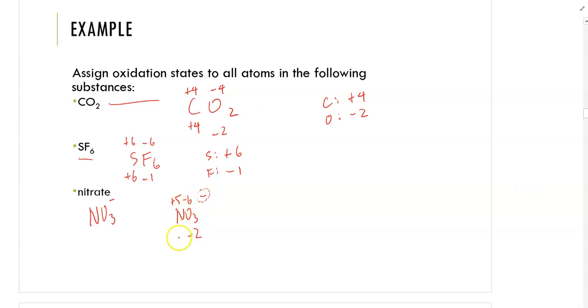Great. That means finally, for a single nitrogen atom, since its overall oxidation state is +5, the single atom will be +5. So in summary, nitrogen will then be a +5 in this substance. Oxygen will be a -2 in this substance. So we're talking about individual oxidation states.